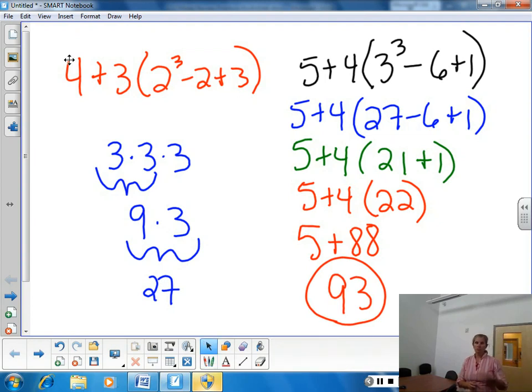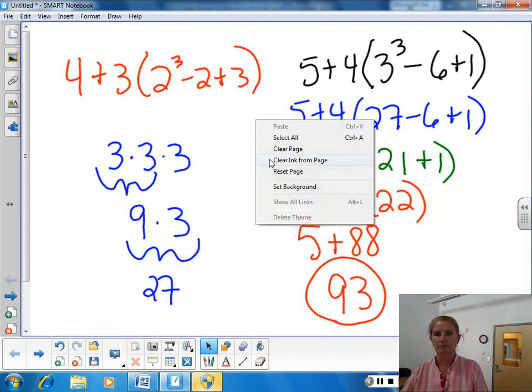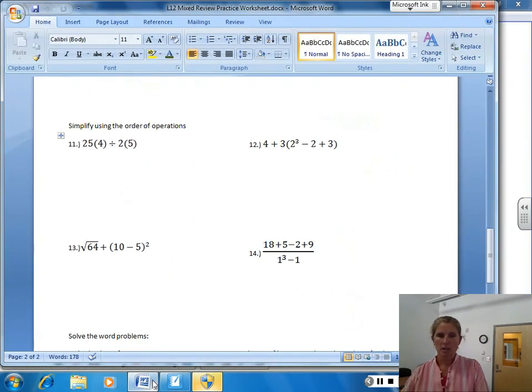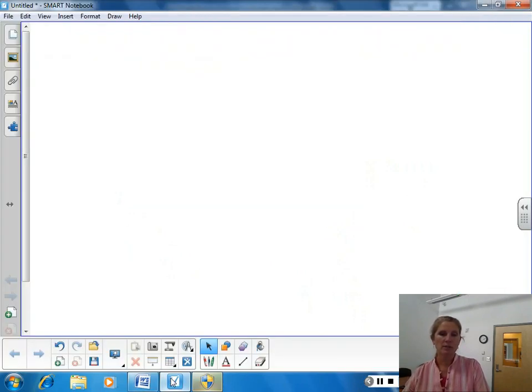So there's the process, same process. You're going to do it with different numbers over there, but make sure you're following that procedure. A common mistake is for people to do 5 plus 4 and then times that times 22. Remember, you don't add before you multiply. You always multiply and then add. All right, the next one's the square root of 64 plus 10 minus 5 squared.